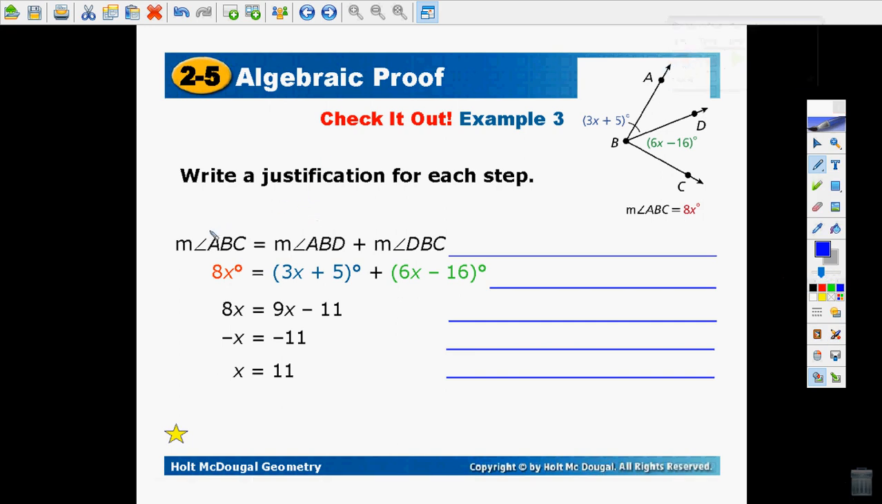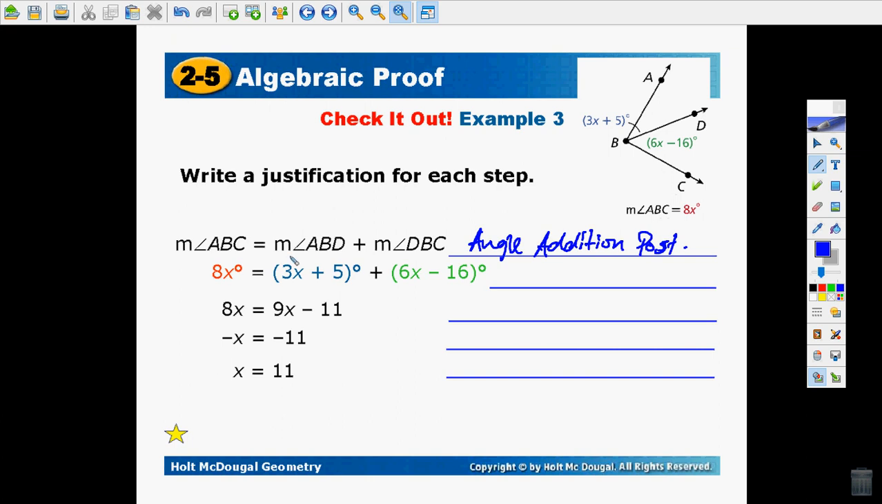Okay, as you'll notice, the first line says measure of angle ABC equals ABD plus DBC. So ABC, the whole angle here, equals ABD, this piece, plus DBC, this other piece. So what property says the whole equals piece plus piece? And we're not working with a segment here. What figure are these? These are angles. So this would be angle addition postulate, which says the whole angle is equal to the two little pieces inside of it. Angle addition postulate. Okay, so that's line 1.